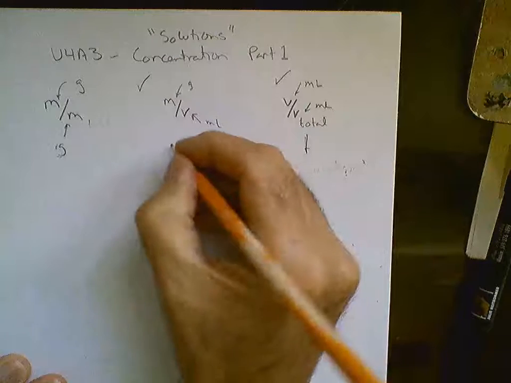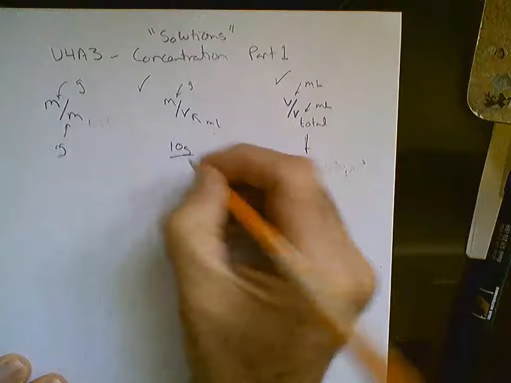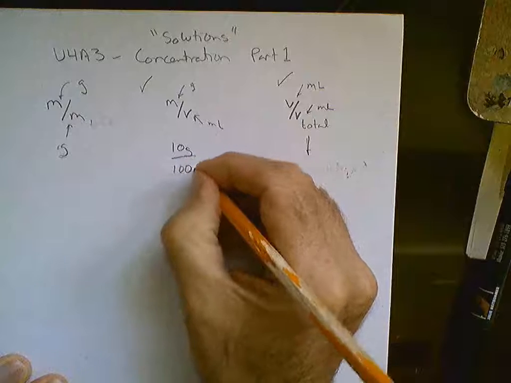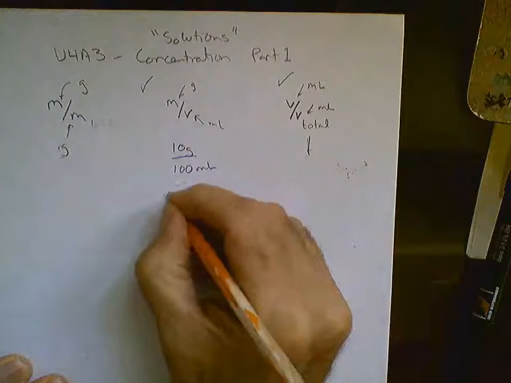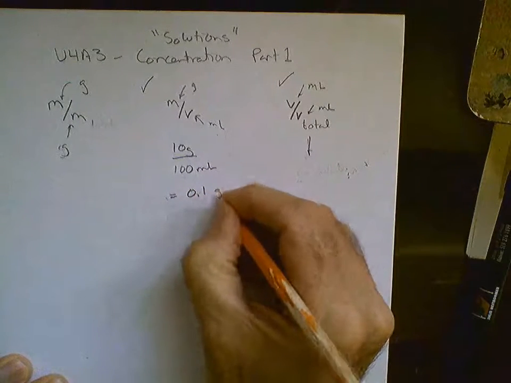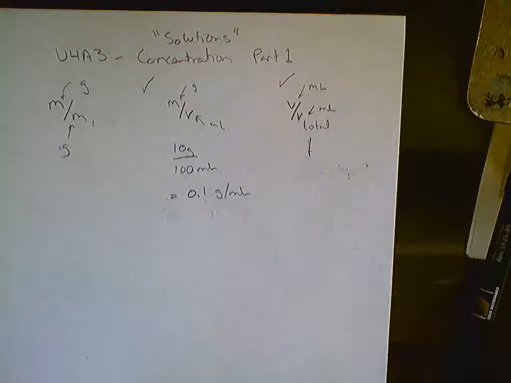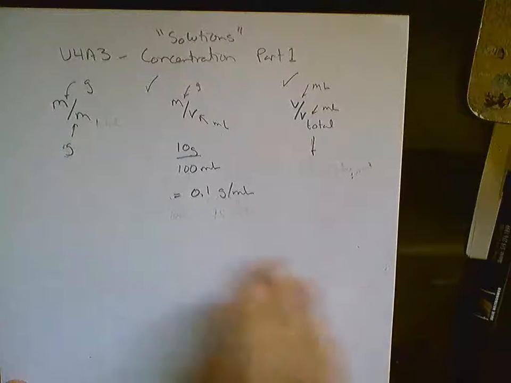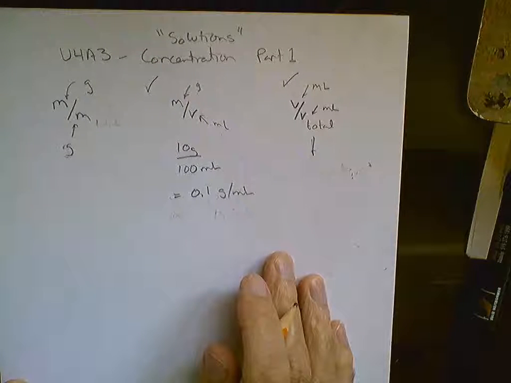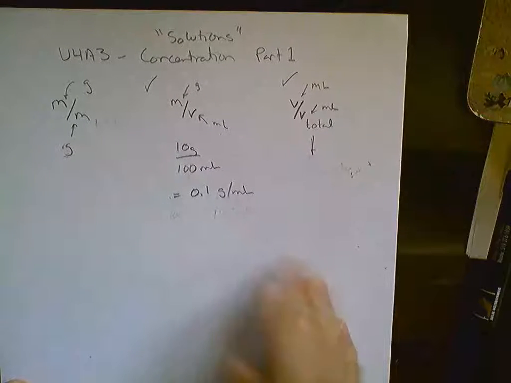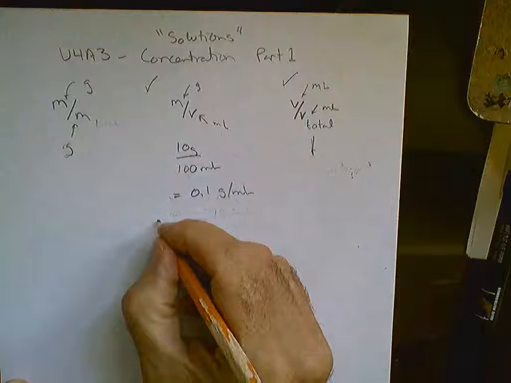If we said that we dissolve 10 grams of a substance in 100 mils of water, we would have 0.1 grams per milliliter. That would be our concentration. This is how we do it in a supermarket, not in a lab. Now, sometimes they say to convert this to, let's say, per 1,000 milliliters.